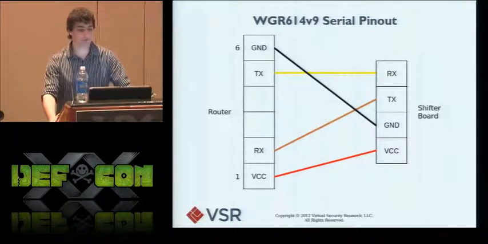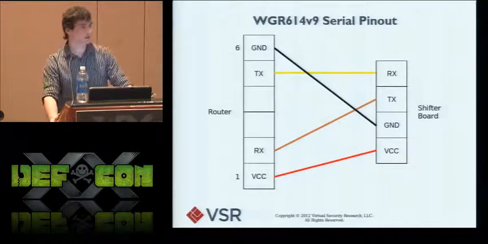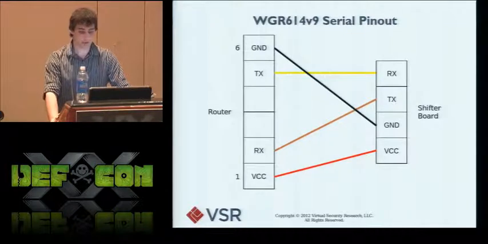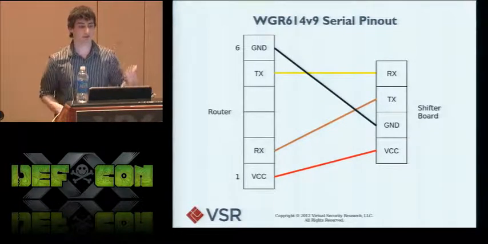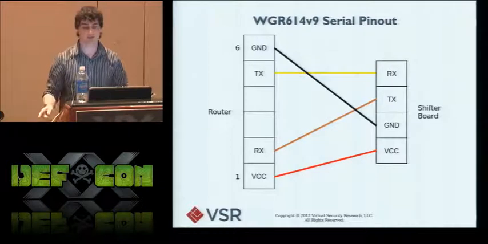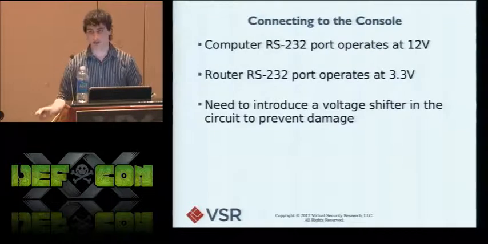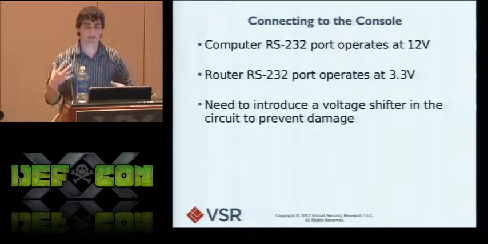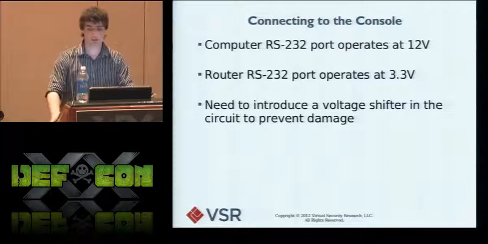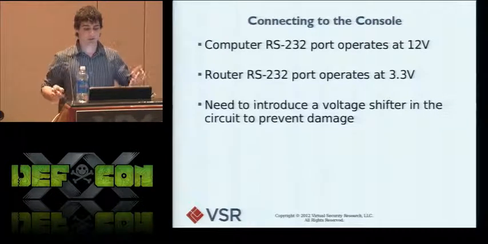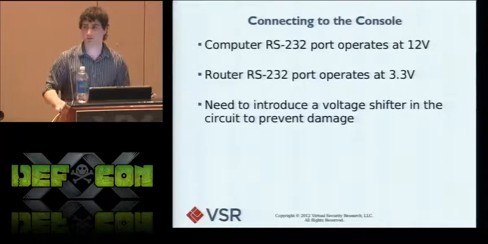So basically this would be the serial pinout for the WGR614B9. We have the 4 pins, and we're going to connect ground to ground, VCC to VCC, but we're going to cross TX and RX because we want the transmitting side to go to the receiving side and the receiving side to go to the transmitting side. And basically this very simple circuit of crossing TX and RX is what constitutes a null modem.